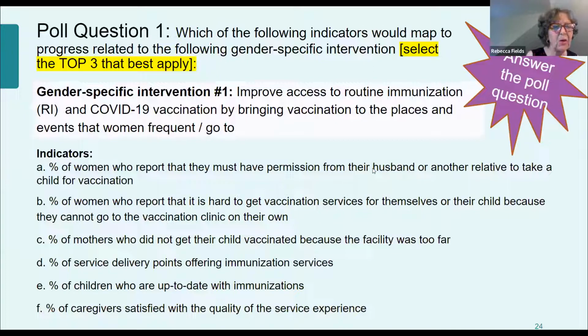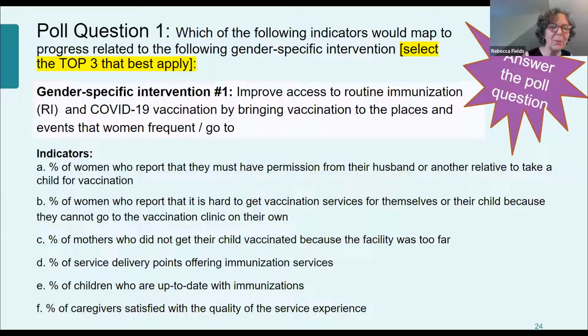So in the first instance here, for poll question number one, we have our gender-specific intervention. Number one was to improve access to routine immunization and COVID-19 vaccination by bringing vaccination to the places and events that women frequent or go to. Some possible indicators, these are just proposed. What we'd really like is your views on what you think are the top three that are most specific to actually measuring progress on this intervention about improving access by bringing services closer to women.